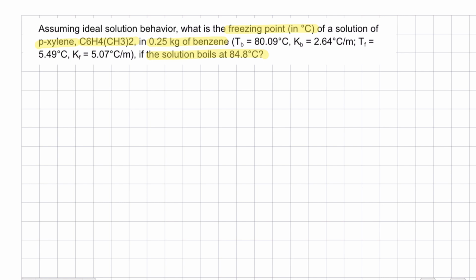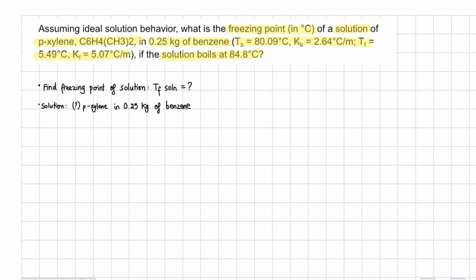First, let's summarize the information given to us and what we need to find. We need to find the freezing point of the solution, or Tf of solution, and we're given that this solution is made out of an unknown amount of p-xylene dissolved in 0.25 kilograms of benzene. We're also given a lot of information about our solvent, benzene.